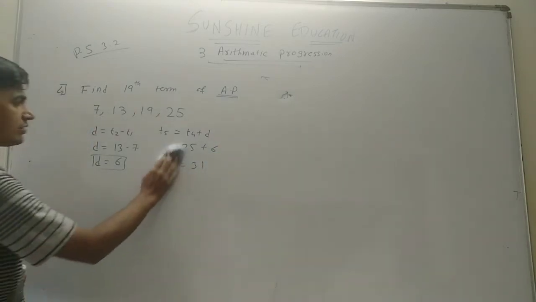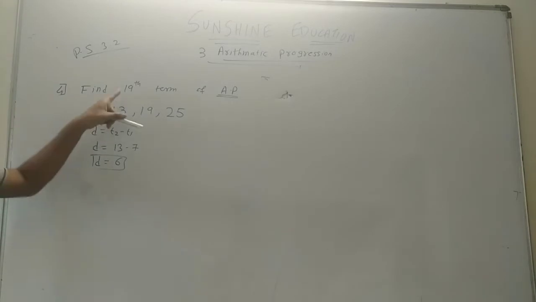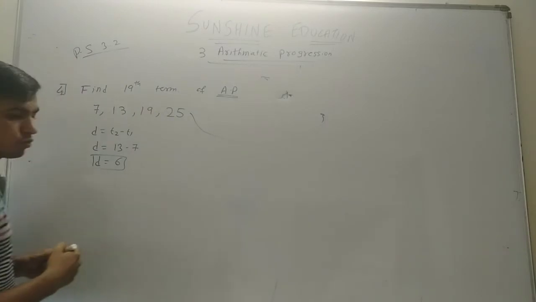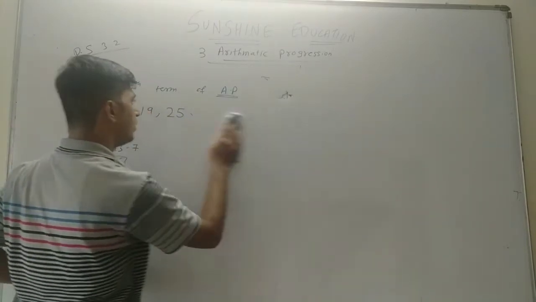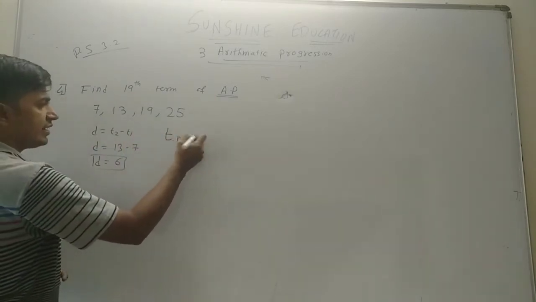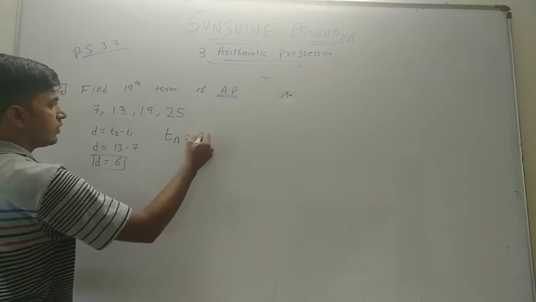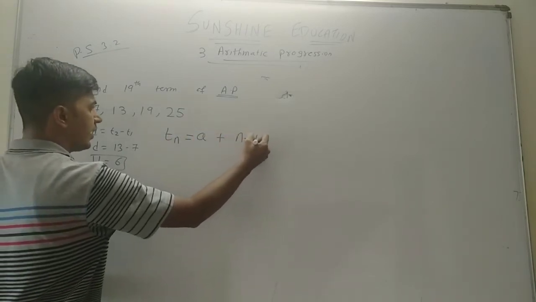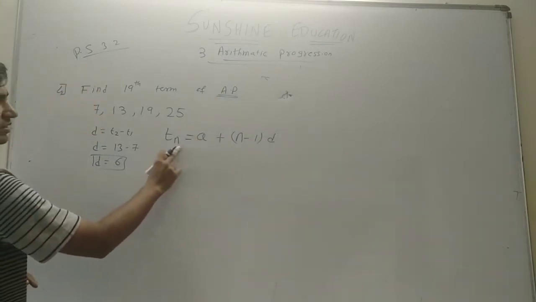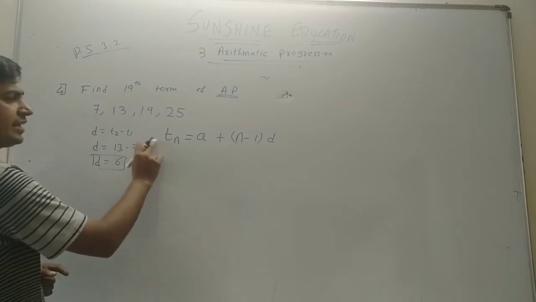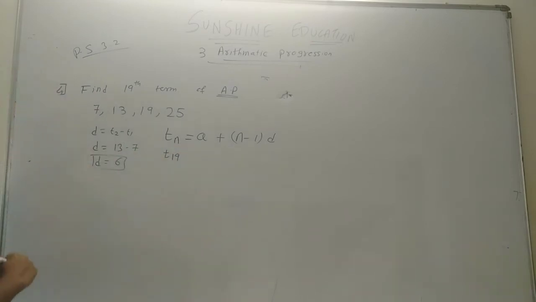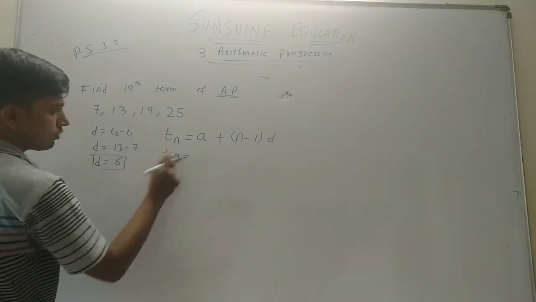But if I ask you what is the 19th term, we cannot directly say what the 19th term is. For that we have a formula that can find any term: Tn is equal to a plus n minus 1 into d. Tn means the 7th term, 8th term, 9th term, 10th term, 19th term. Suppose I have asked to find the 19th term, so I will write T19.